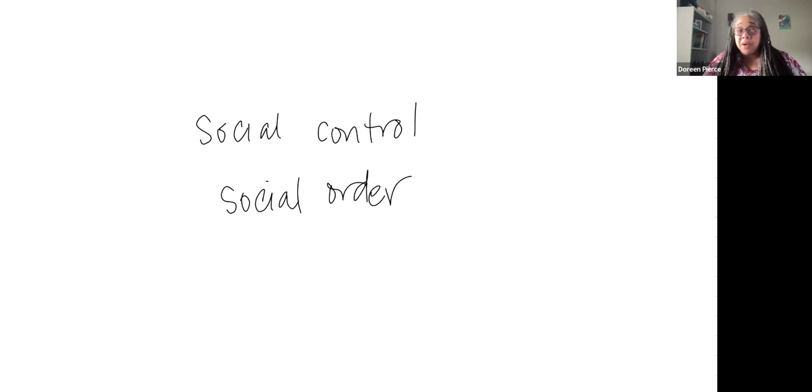And of course, we want to make sure that people are doing what they're supposed to do. Because if you let it run amok, again, there's variation. There's always going to be variation. There's always going to be some amount of deviance. So every single society will practice social control, in order to maintain social order.